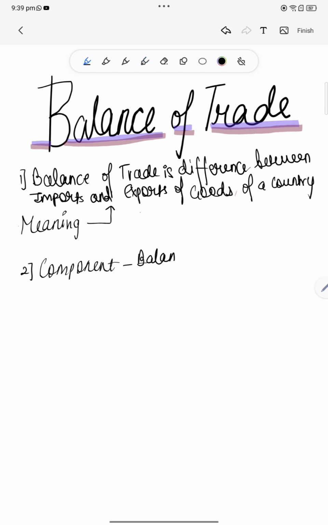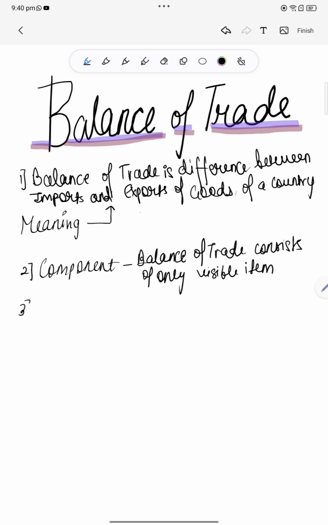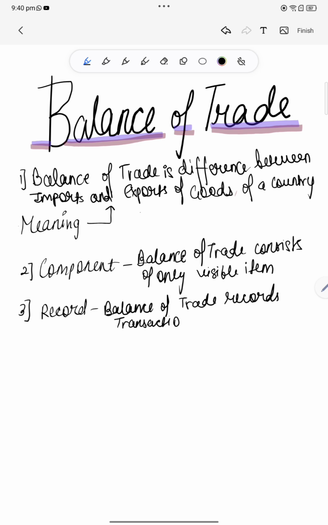Balance of trade consists of only visible items. Okay, it consists only of visible items. Then record. Balance of trade records transactions related to goods only.